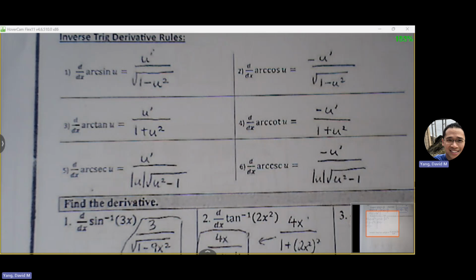Yeah, no, you've learned everything right. Instead of x's, you replace x with u, and then just include that u prime in front. But everything is still essentially the same.